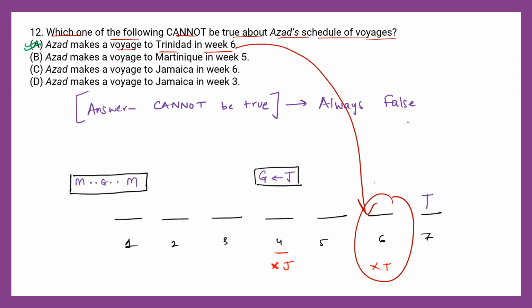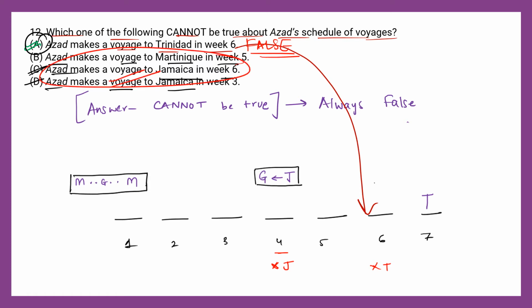Look at option B. B says that A makes a voyage to M in week 5. Is M possible in here? Of course, it looks okay. Look at option C. A goes to J in week 6. Yes, indeed, you can put J in here, no problem. Look at D. It says A makes a voyage to J in week 3. This can also happen. So A is the answer because this is the one that has to be false, always false, whereas these could be true. Therefore, they are not the answers.